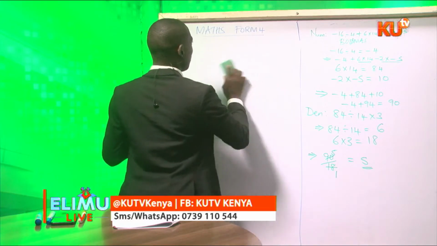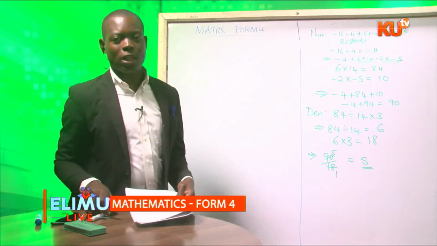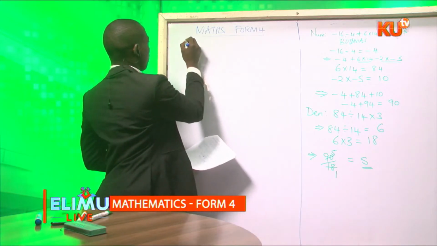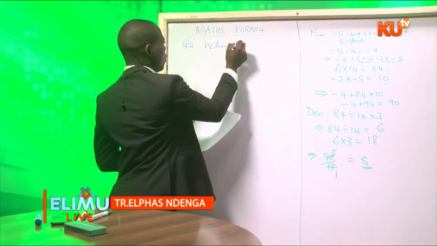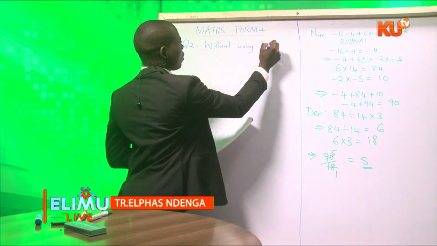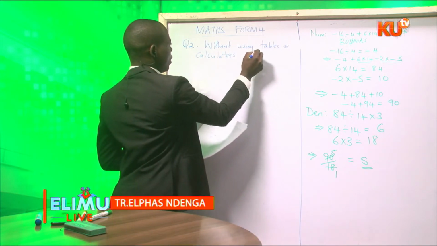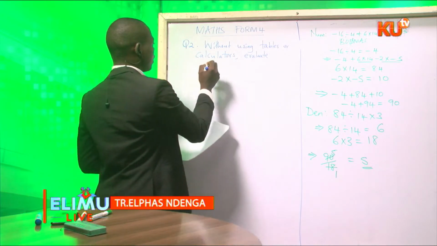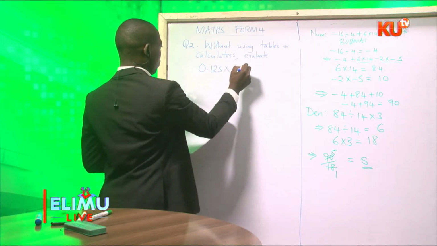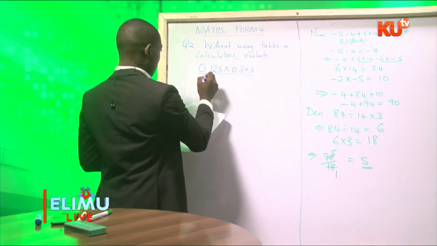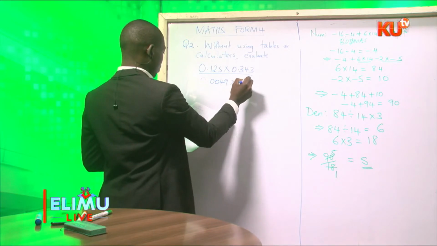Number 2, we can have the same concept, but now we apply decimals. Usually when we are asking students to apply decimals, we give a question like this example as our question number 2, and you are told to evaluate without using tables or calculators. You evaluate 0.125 times 0.343 over 0.0049 times 0.25.